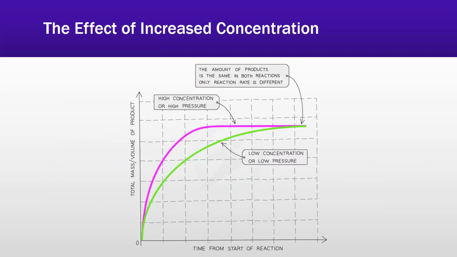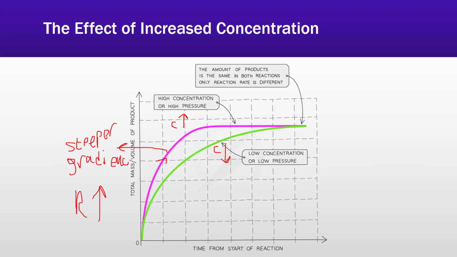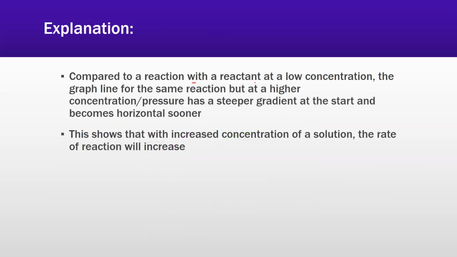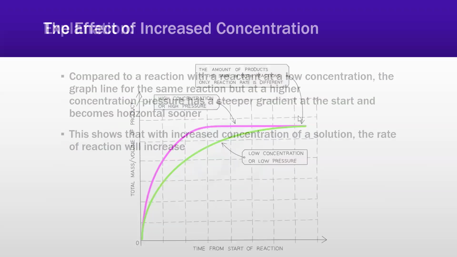Now you see, there's a difference in the graph as well. This is a graph of a lower concentration. This is a graph of a higher concentration. It has more gradient. You see, the graph is steeper. Okay, the gradient is steeper. It has more slope. Higher gradient means that the rate of reaction was faster when the concentration was higher as well. Compared to a reaction with a reactant at a lower concentration, the graph line for the same reaction, but with a higher concentration, had a steeper gradient at the start and then at the end becomes horizontal.